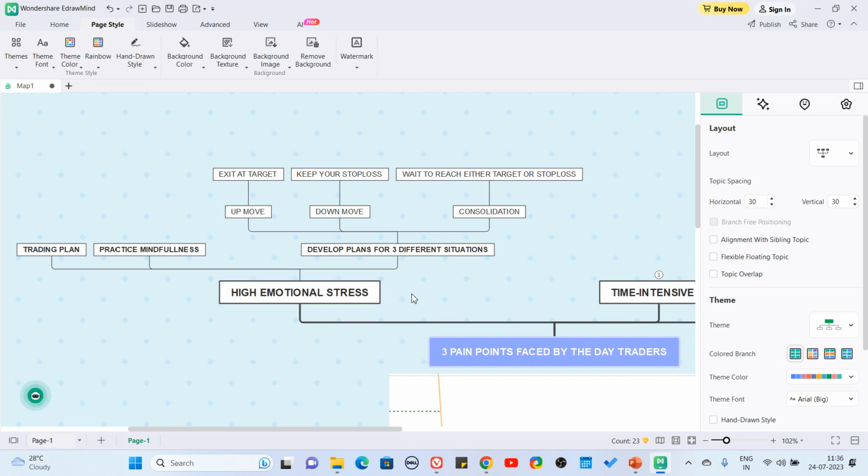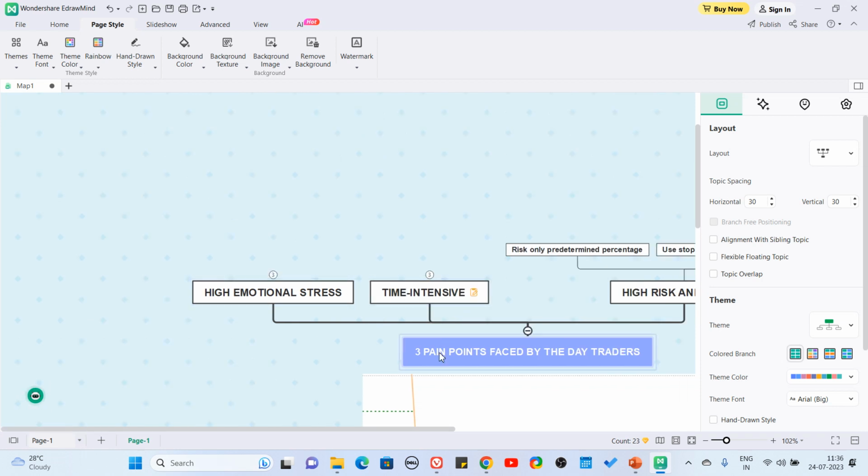Okay, now let's go to another pain point. We are discussing three pain points faced by day traders. The second one is time intensive. I know most of you don't know what time intensive is. Time intensive is something like tasks that require a significant amount of time and effort to complete or execute. Trading is very time intensive.